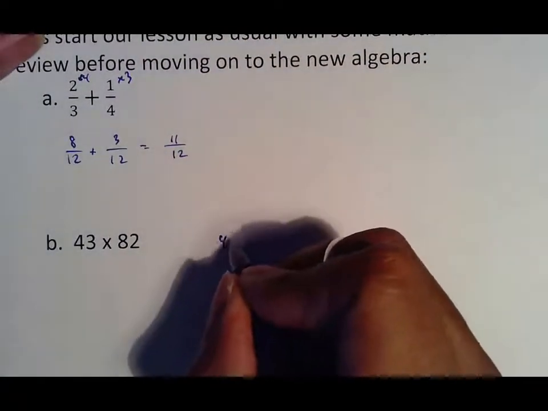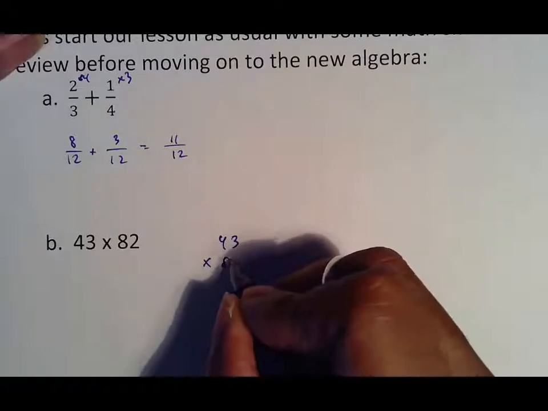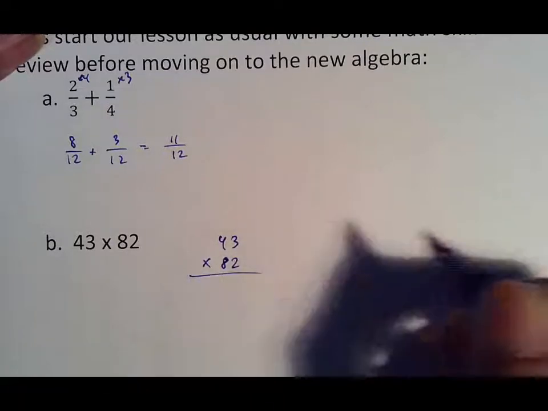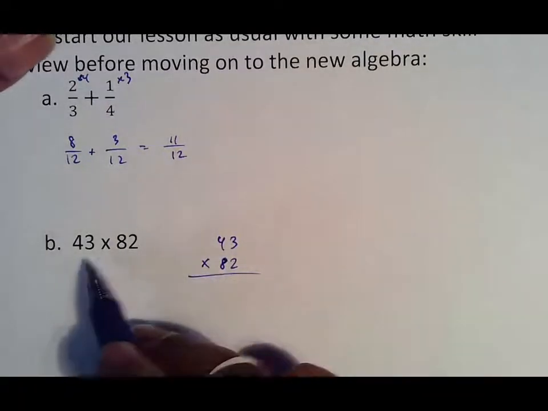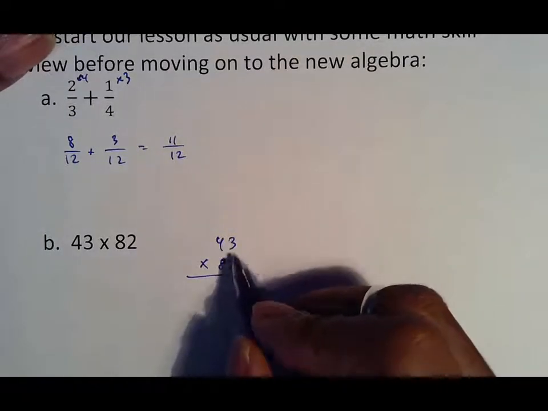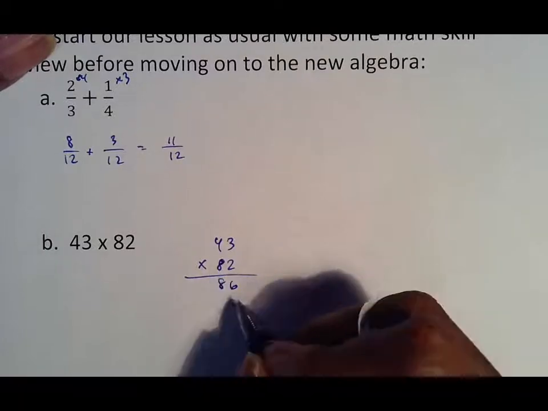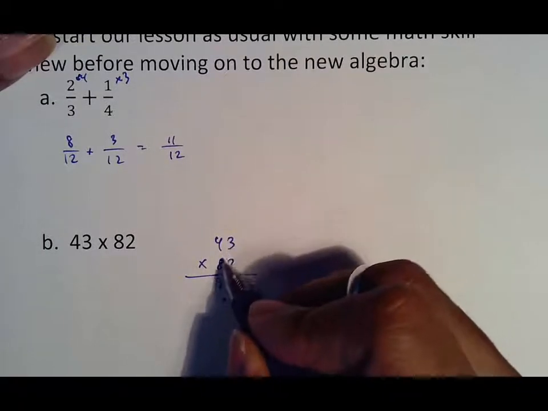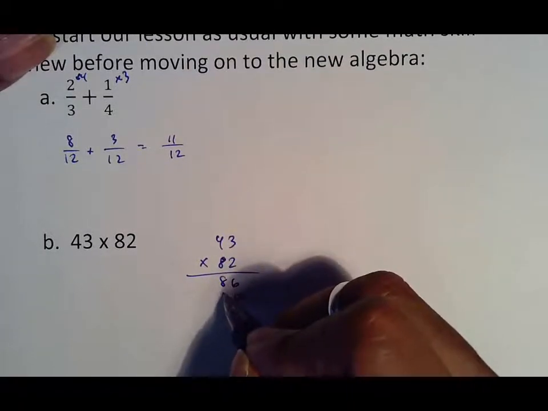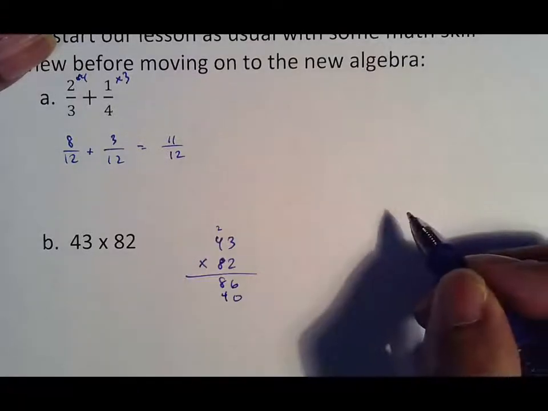43 times 82. Keep in mind, for this next week, maybe 2 weeks, we'll be working on ones where there's carrying. So again, 2 times 3 is 6. 2 times 4 is 8. So that's plain. Once you're done, bring down a 0. But keep in mind, 8 times 3 is 24. So write your 4 and carry your 2.